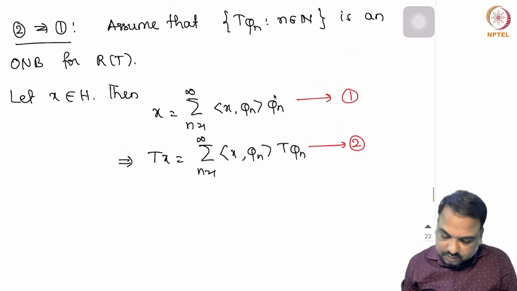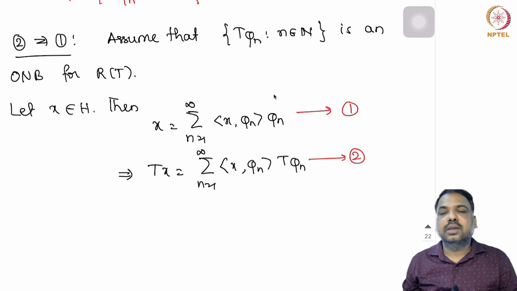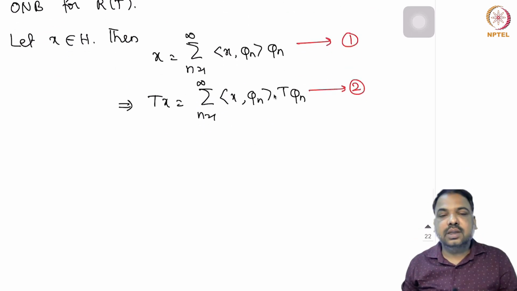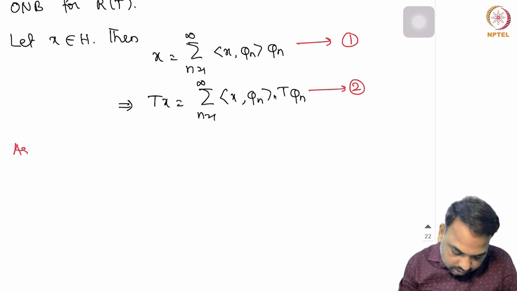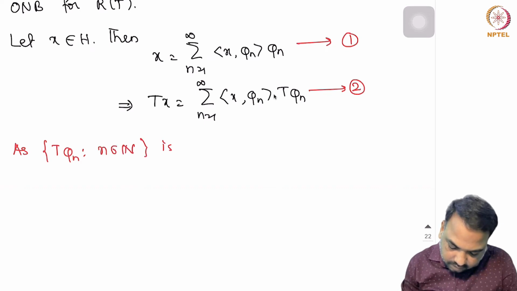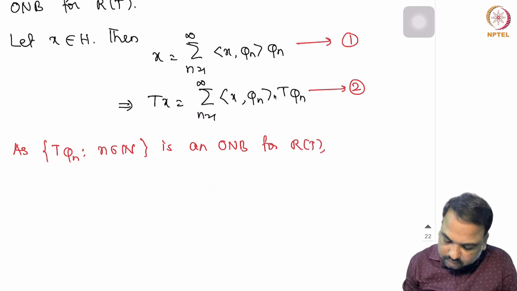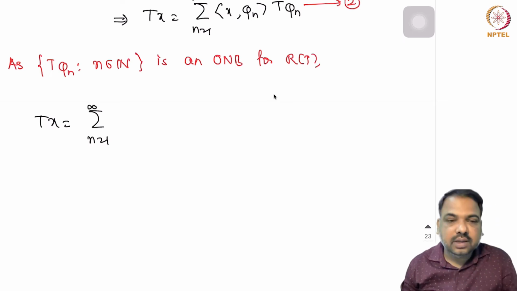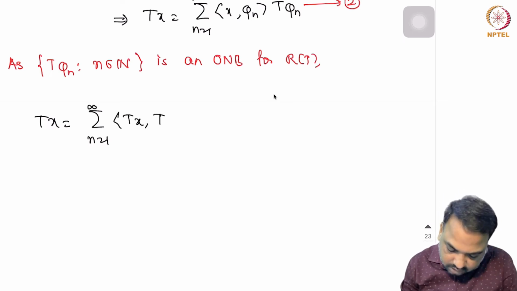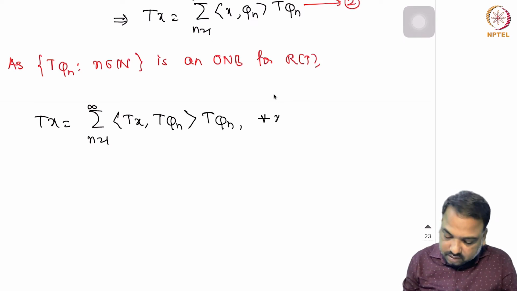Now we know that T phi n is an orthonormal basis for range of T, and Tx is an element of range of T. So as T phi n is an ONB, we can say that Tx can be written as summation n equal to 1 to infinity inner product Tx, T phi n multiplied by T phi n. This is for every x in H.